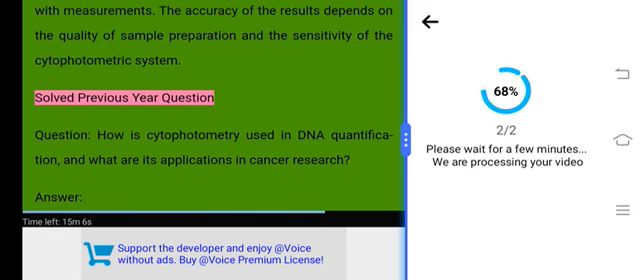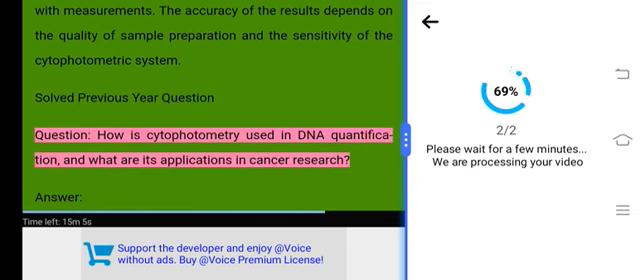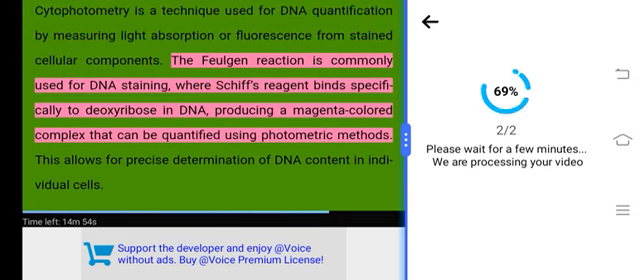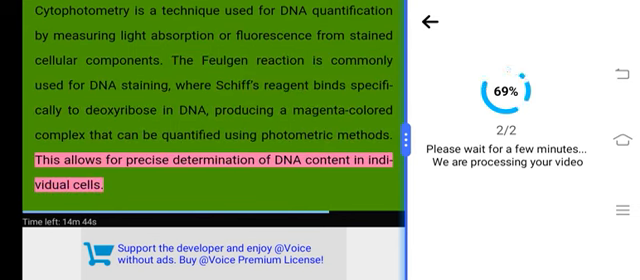Solved previous year question. Question: How is cytophotometry used in DNA quantification, and what are its applications in cancer research? Answer: Cytophotometry is a technique used for DNA quantification by measuring light absorption or fluorescence from stained cellular components. The Feulgen reaction is commonly used for DNA staining, where Schiff's reagent binds specifically to deoxyribose in DNA, producing a magenta-colored complex that can be quantified using photometric methods. This allows for precise determination of DNA content in individual cells.